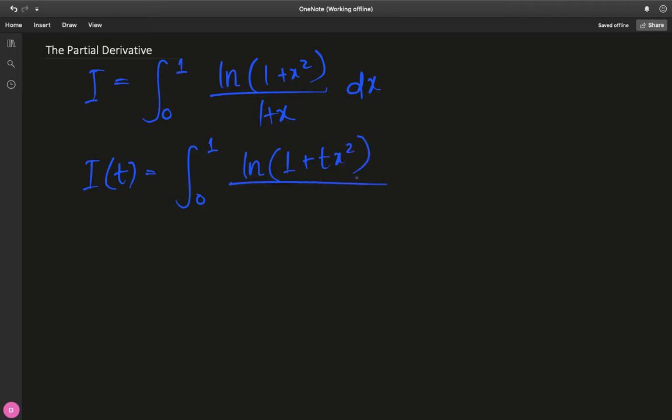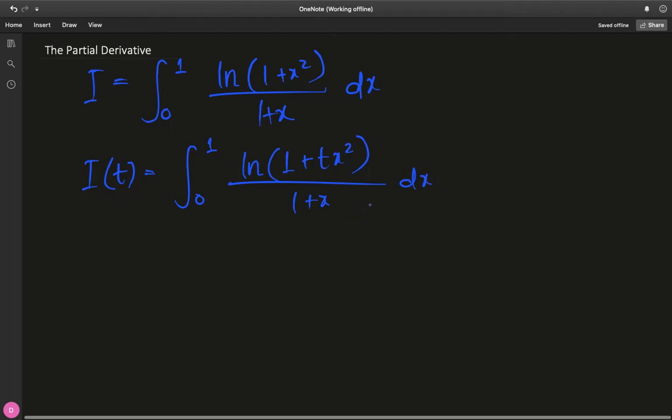So hug the original variable of integration x with the parameter inside the natural log, and that works wonders. That's a general observation, because now you'll see why.